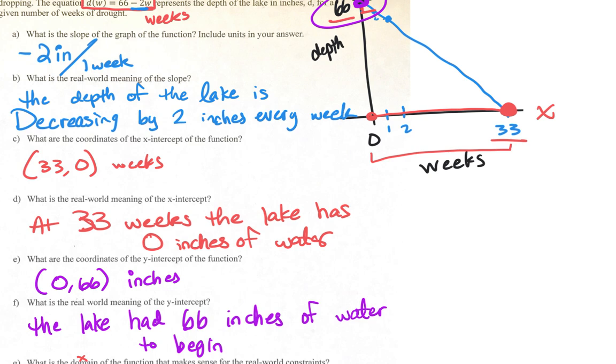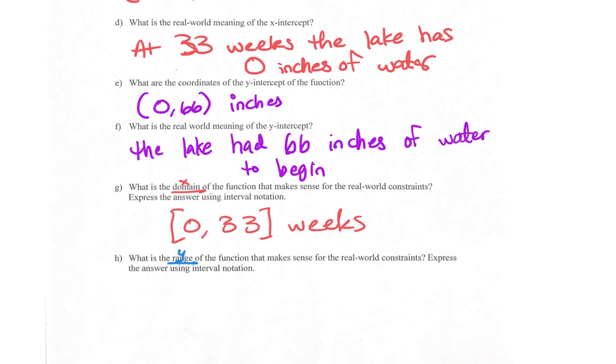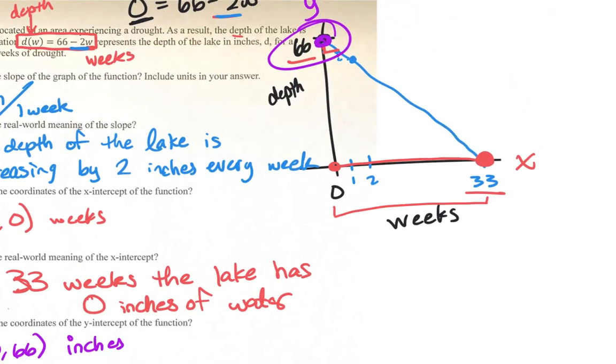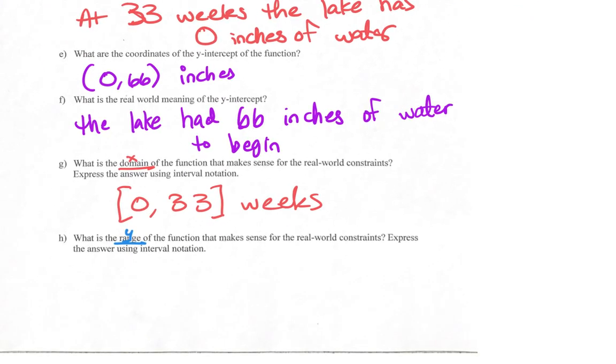Next is the range. The range is the y-axis. So what is the range? That's our y's. So let's look at the y-axis. The y-axis goes from 0 to 66. The most water we ever had was 66, and we're not going to go past 0 because we're not going to have negative water. So you write it from lowest to highest. That's why it's 0 to 66. And that's inches of water.